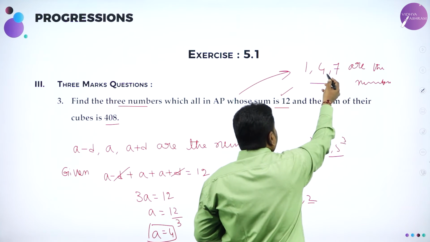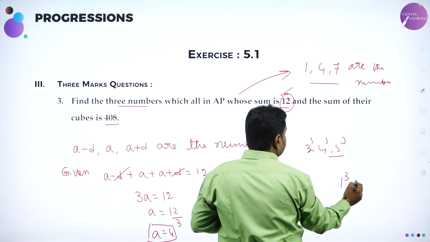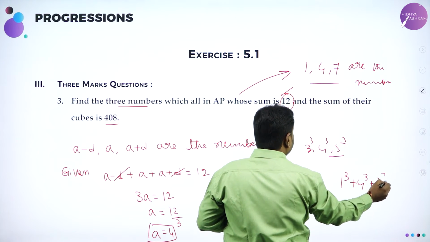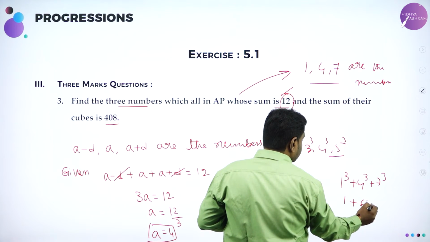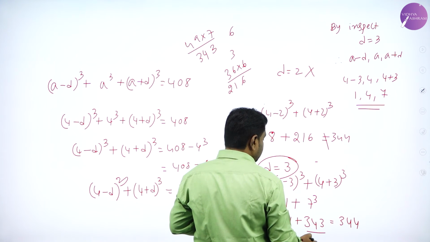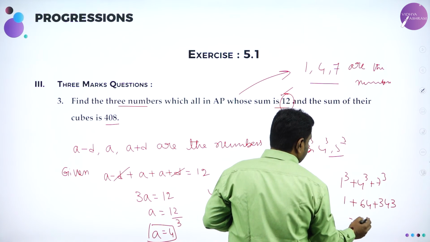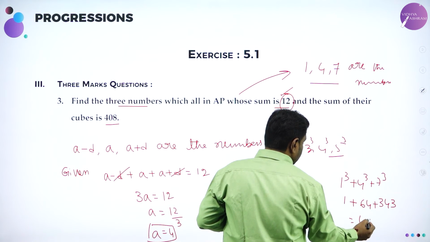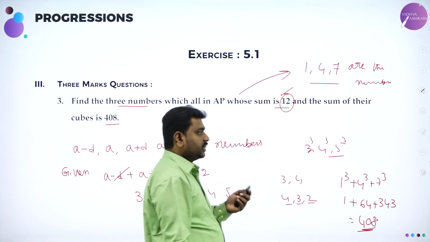So you can see, if you add 7 plus 4 is 11, plus 1 is 12, the sum is 12. Now the sum of the cubes: 1 cube plus 4 cube plus 7 cube, you should get 408. 1 cube is 1, 4 cube is 64, 7 cube just now I have done, it is 343. So you add it, you will get definitely 408. So hence it checks out.